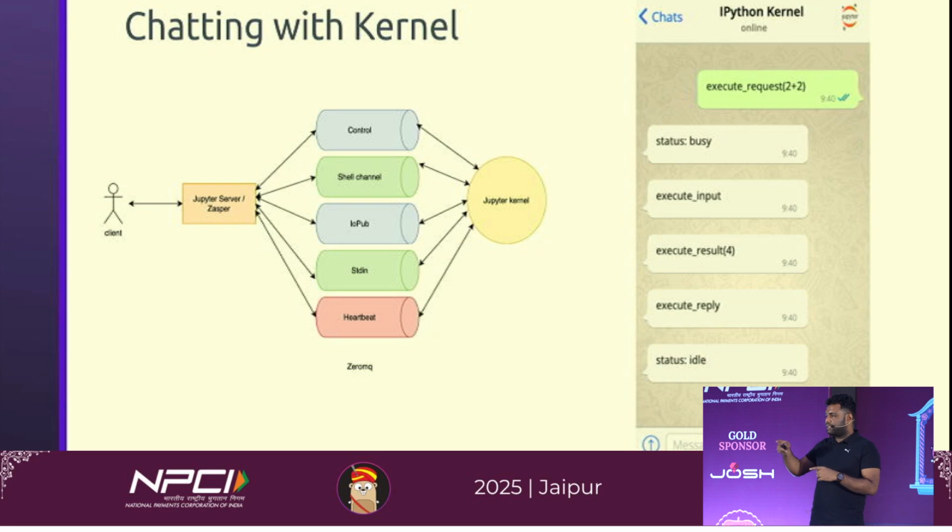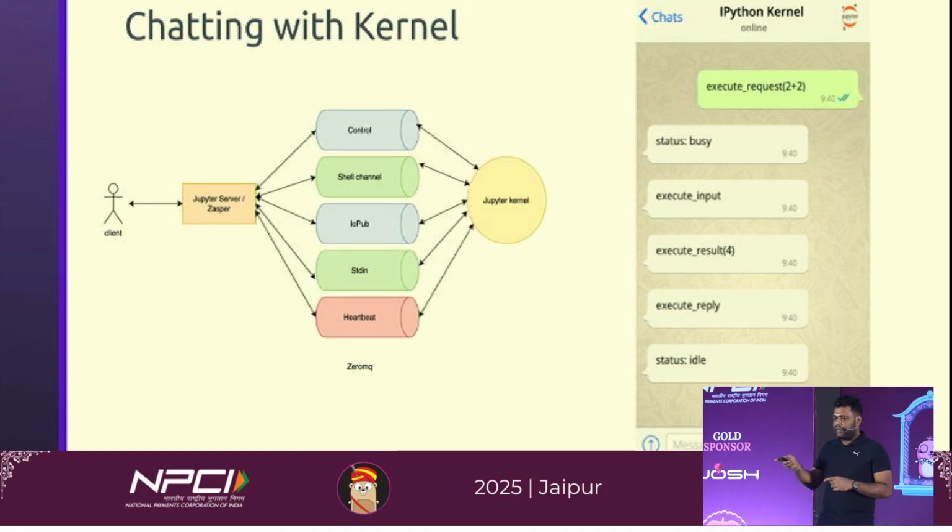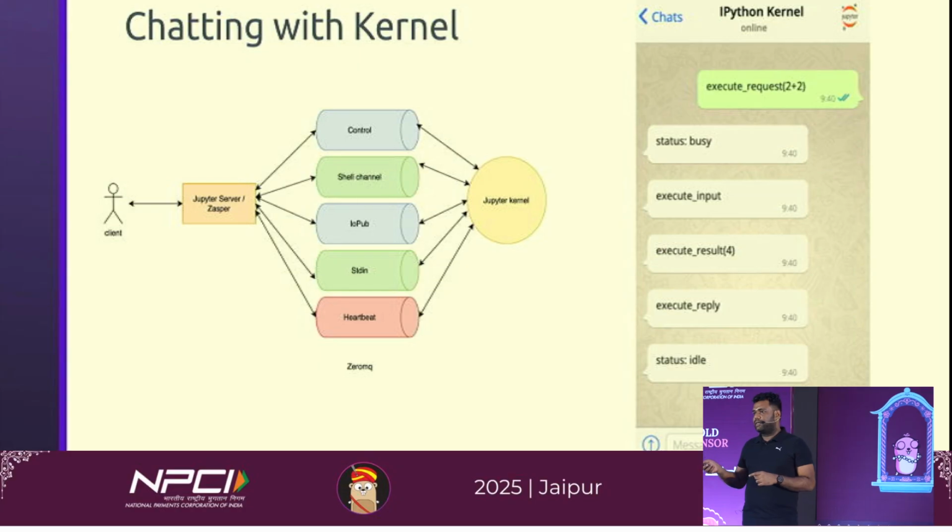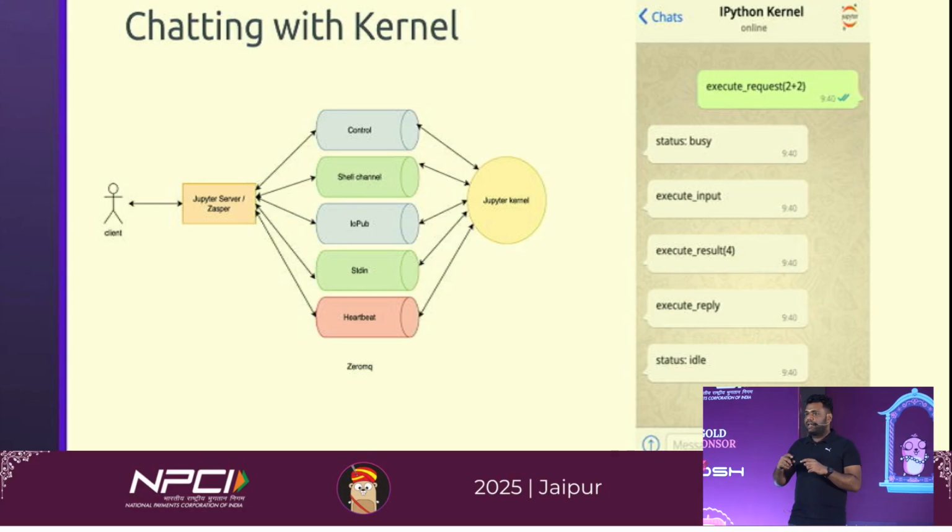When you see these channels in the image on the left, these are the control channel, shell channel, IOPub, STDIN, and heartbeat. Think of these channels as wires. In a normal appliance, we have a cable with three different wires combined together. Similarly, think of these as five different wires, and this is where the messages flow.